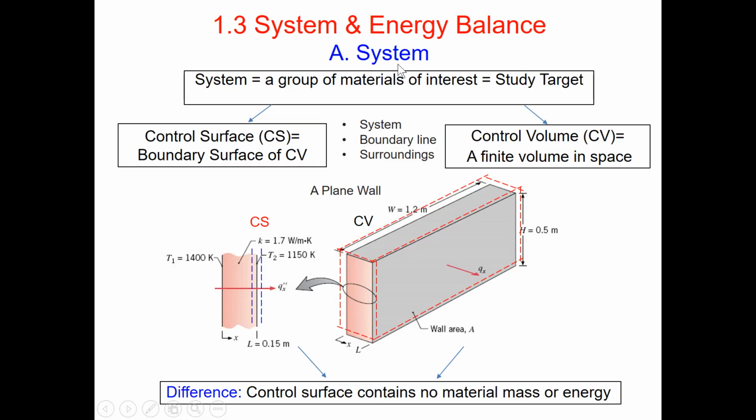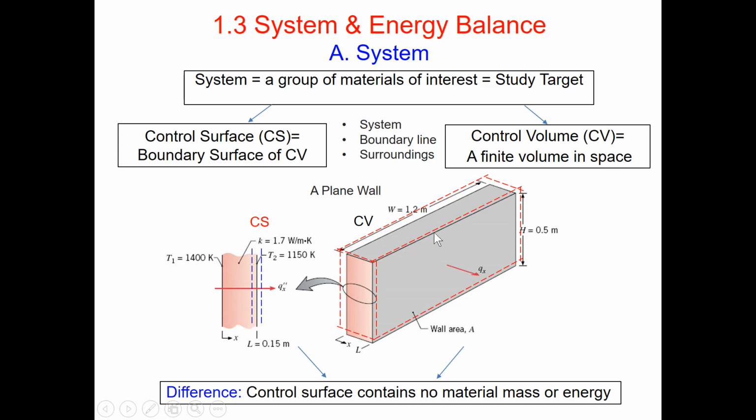A. System. A system is a group of materials of our interest. It is the studied target when we apply the first law of thermodynamics. The system can be defined as a control volume, CV, which is a finite volume in space.